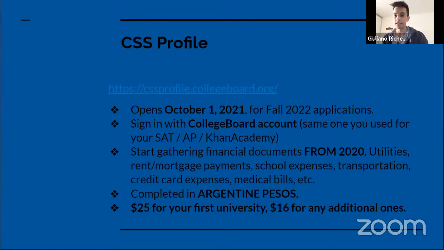So this includes utilities, rent or mortgage payments, school expenses, transportation, credit card expenses, medical bills, etc. All of the financial documents that are useful for this application, you should already start gathering them. Of course, this is completed in pesos argentinos, so please don't make a conversion by yourself, because the CSS Profile will make a conversion for you automatically. And then the cost: it's going to be $25 for your first university, and then it's going to be $16 for any additional universities that you send your profile to.